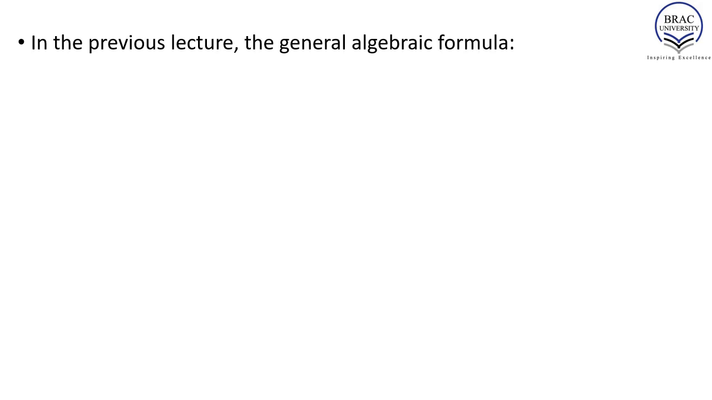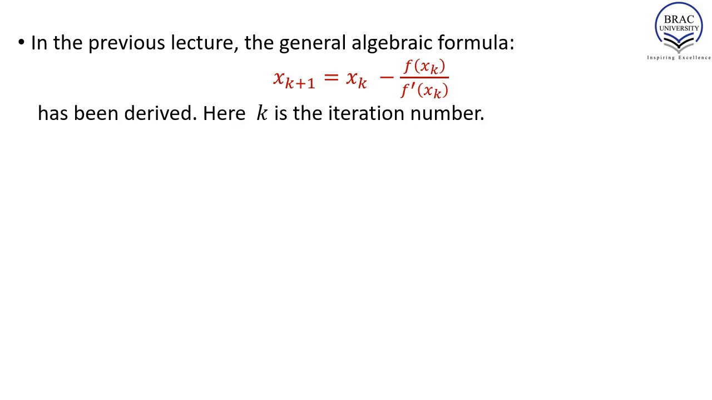Hello everyone, welcome to the second part of the lecture on Newton's method. In the previous lecture, the general algebraic formula for the iteration was derived, which is x sub k plus 1 equal to x sub k minus the ratio of the function and its first derivative. Here k is the iteration number.